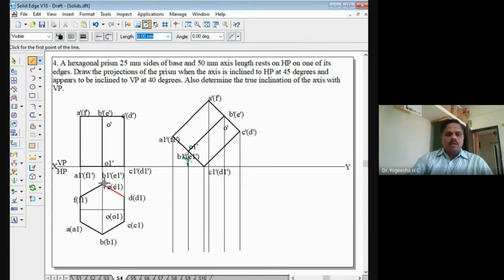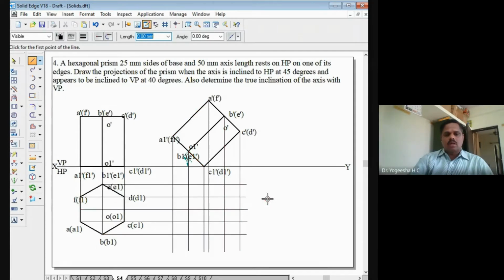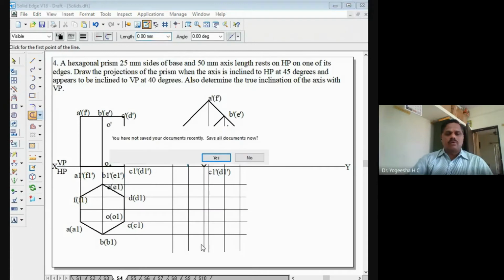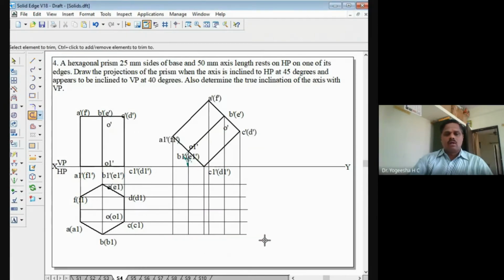Yes, then from the first top view also, we'll draw the horizontal projectors. We'll draw the horizontal projectors like this. Even from O and O dash also, we'll draw the horizontal projector here. Extra lines will trim off. These lines are trimmed off now.